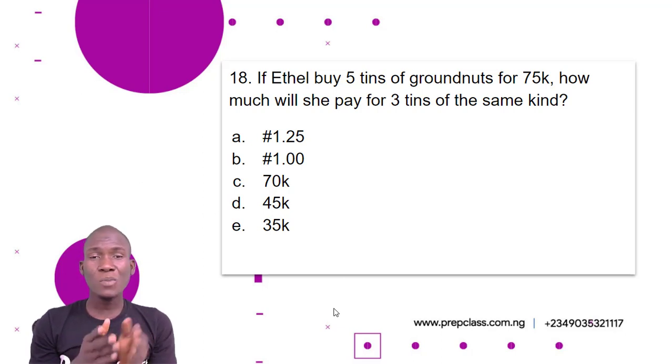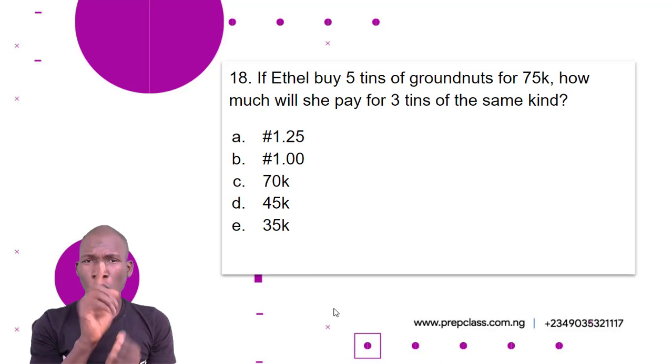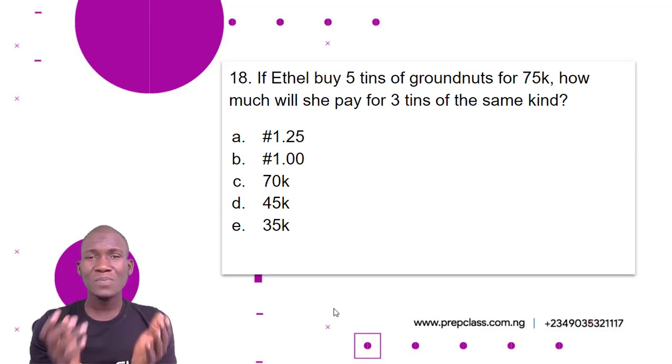The question is how much will she pay for 3 tins of the same kind? Now the first question you have to ask yourself is, if Ethel bought 5 tins of groundnut for 75 kobo, how much is she buying 1 tin? So it means you have to first of all find the cost for 1 tin of groundnut before you can now find the cost of 3 tins of groundnut.